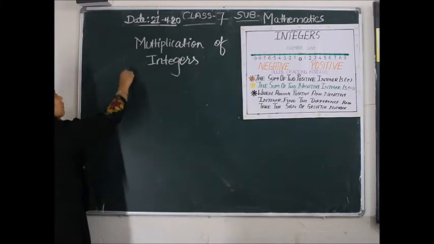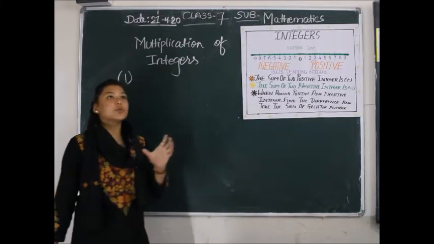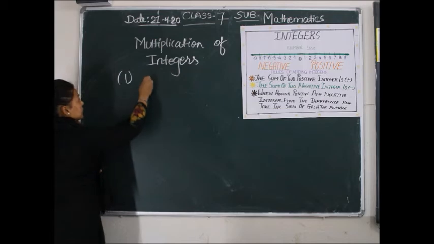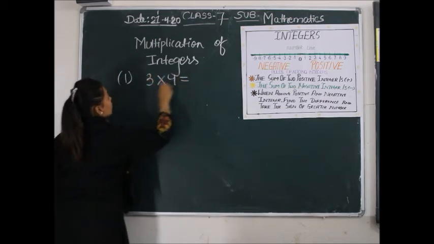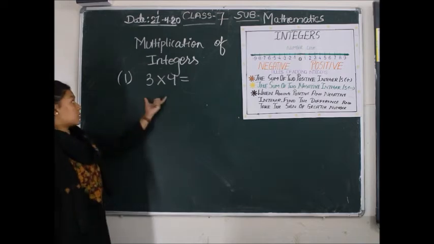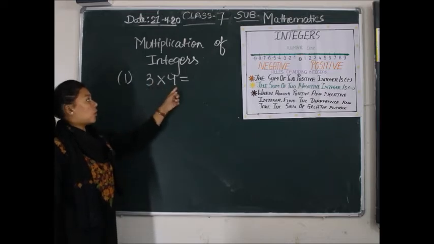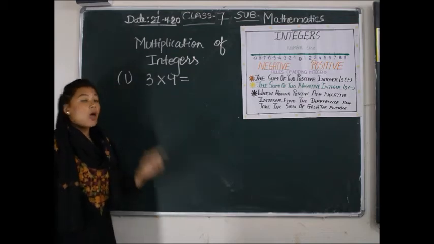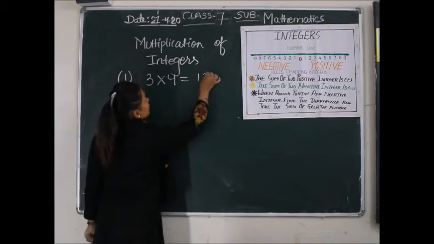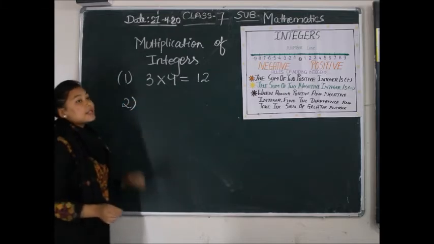Now, for example, if it will be plus into plus, 3 into 4. Both of these are positive numbers, as we have done earlier also; just with numbers I am showing. Plus into plus will be plus. So it will be 12.